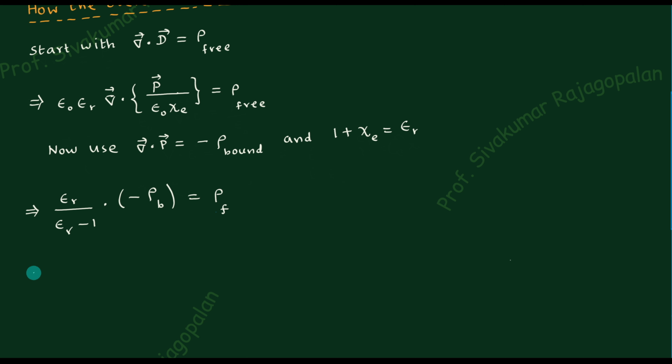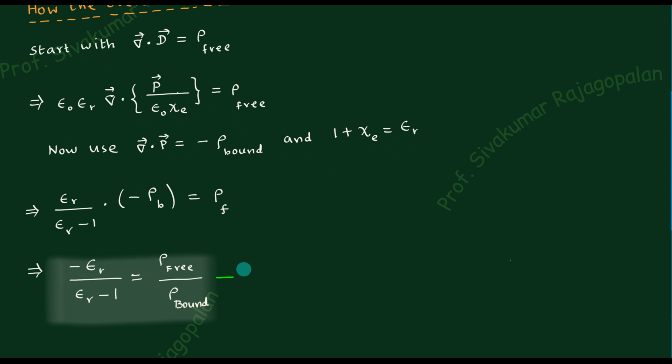So instead of writing free, I will write only f here. So that gives you epsilon naught minus epsilon r by epsilon r minus 1, and that's all about it. That is equal to rho free divided by rho bound. I think that's all. We cannot do much simplification to this. So let me highlight this result. This is one of the important results when you are solving numerical problems. This relation is very important, so let us call this the first relation.